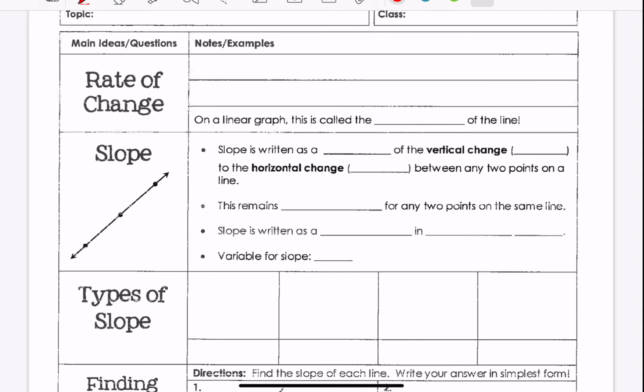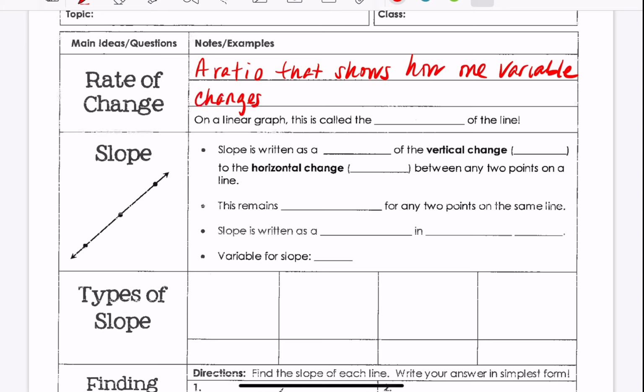So what is slope? Slope is a rate of change, and it's basically a ratio. And you noticed we had a vertical over a horizontal ratio that shows how one variable changes with respect to another.